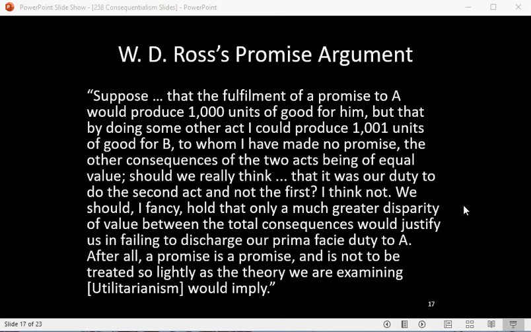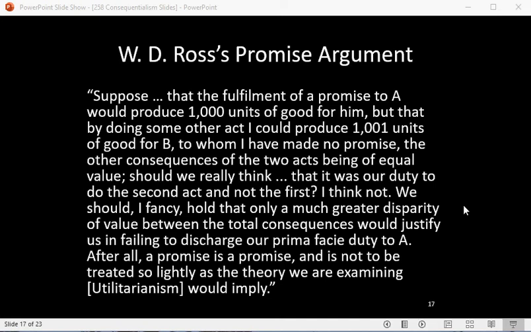Okay, here's where you might want to pause and think, but I'm going to read this quotation. This is from a 1930 book that Ross wrote called The Right and the Good. "Suppose that the fulfillment of a promise to A, here is a person, so you made a promise to A, would produce 1,000 units of good for him. 1,000 hedons, right? But that by doing some other act, I could produce 1,001 units of good for person B, to whom I have made no promise, the other consequences of the two acts being of equal value. Should we really think that it was our duty to do the second act and not the first?"